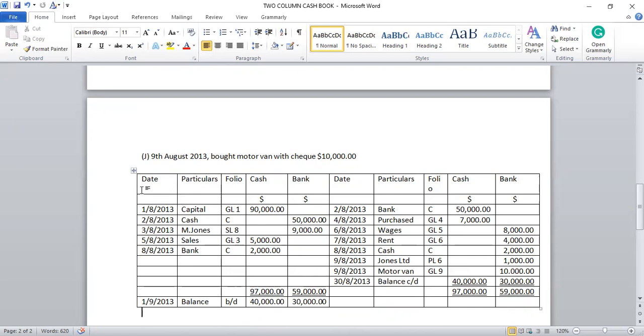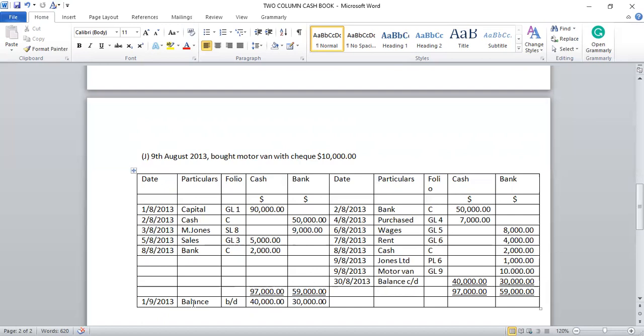So when we finish, we have to balance the account. I have a video on how to close an account, how to balance an account. You can go to the show more section and look for that particular video. So we add up the bigger side, the cash column, $97,000. Then we add up the bank column, $59,000. So we balance it, then transfer the amount, balance carried down. 30th August 2013, that's the date, particulars, balance carried down. Then we transfer the difference. The cash is $40,000 and the bank is $30,000.